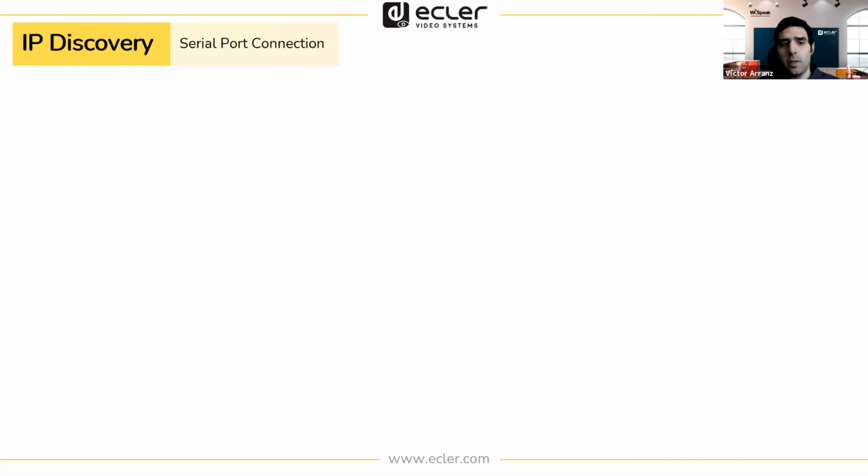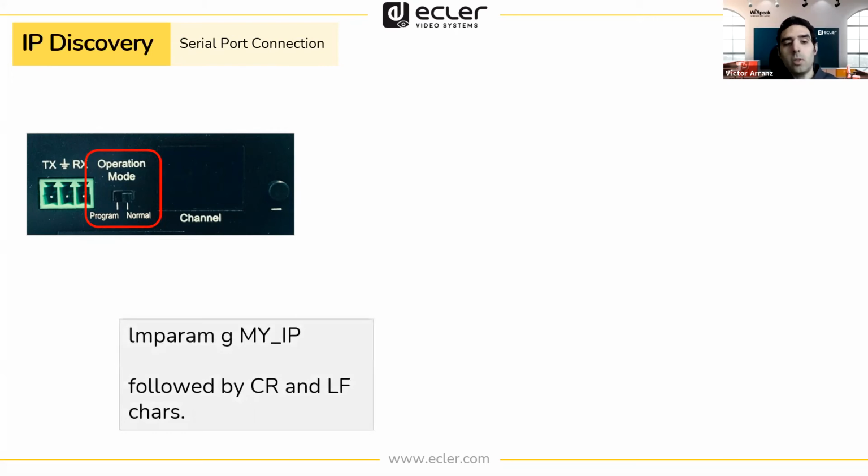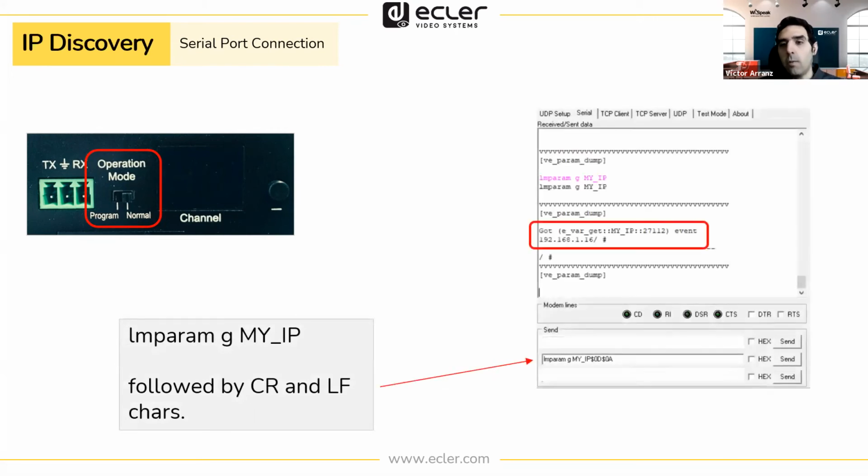What you will need to be doing is, first of all, connect to the RS232 port here in the front panel. Then you're going to be switching this switch into program position. Okay. Now you're going to enter the program mode. You need to enter this command into a serial software, and the IP of the device is going to appear.